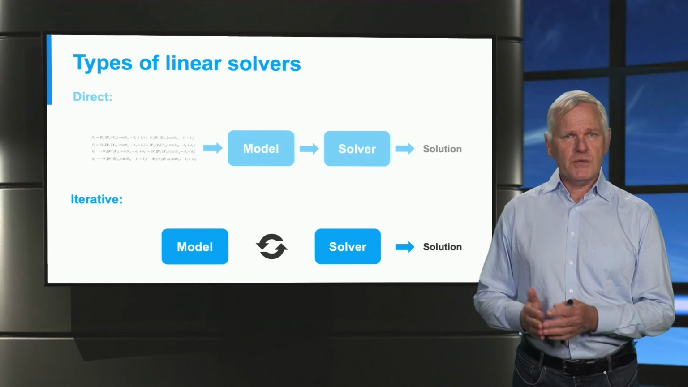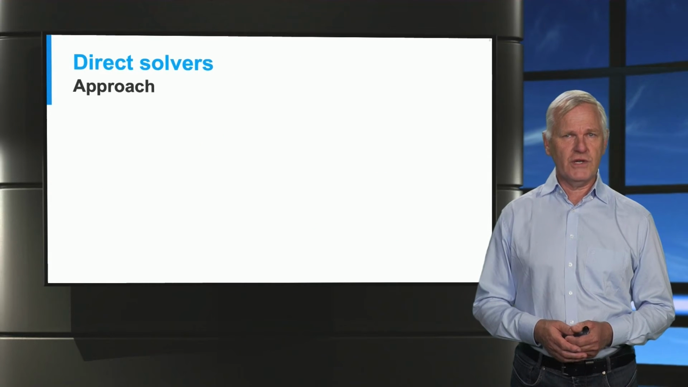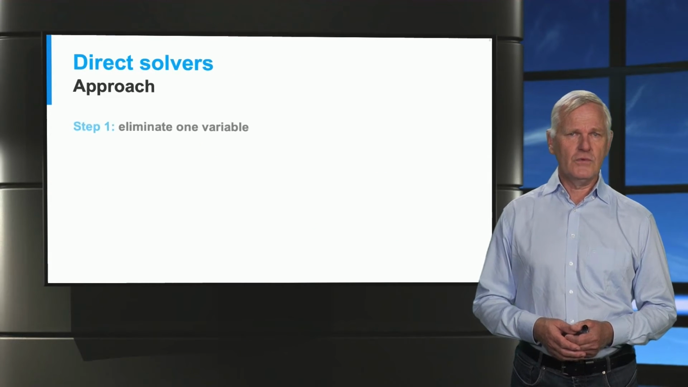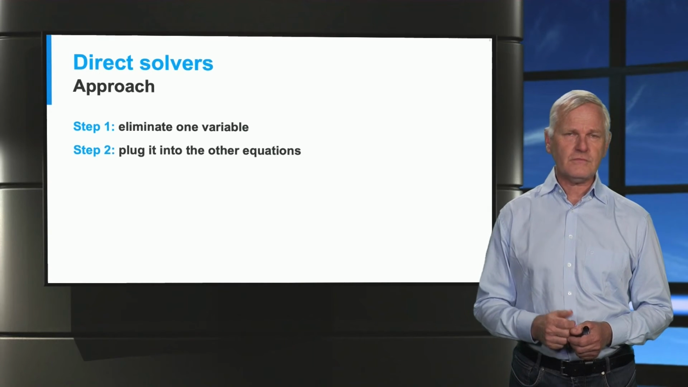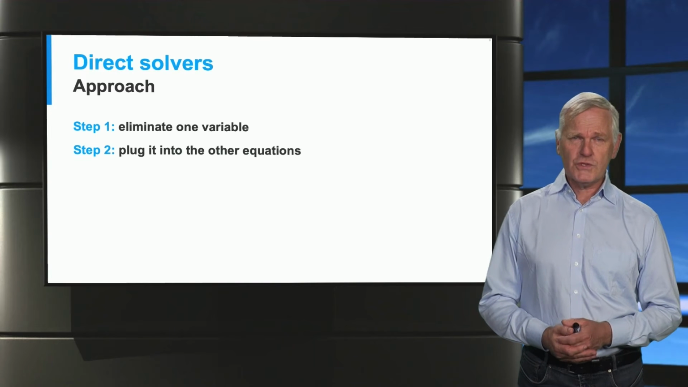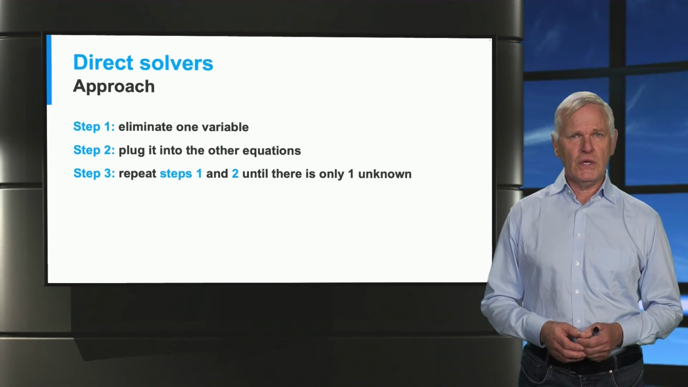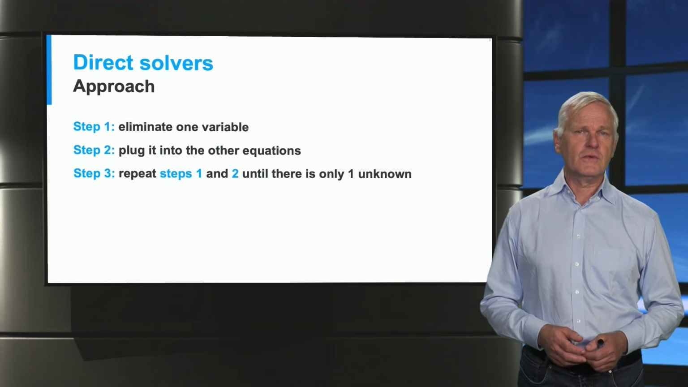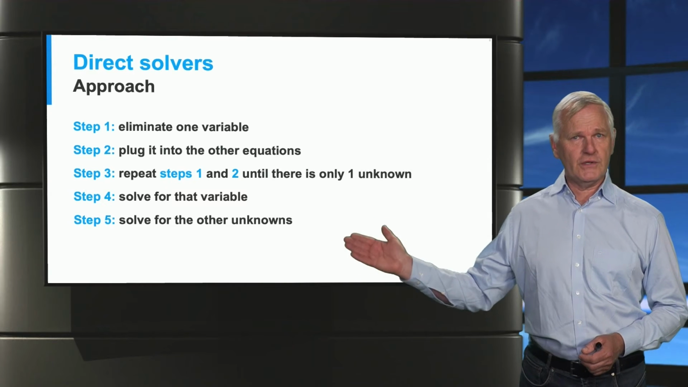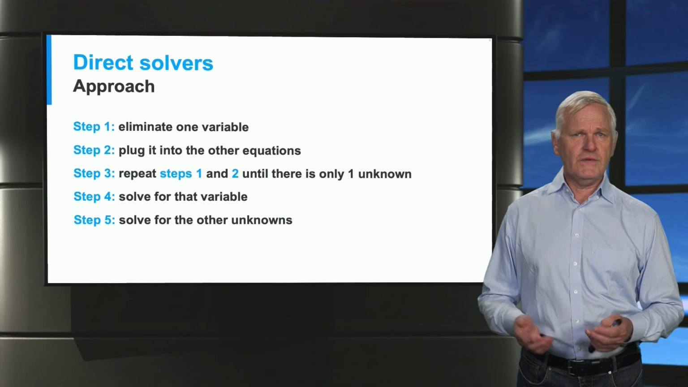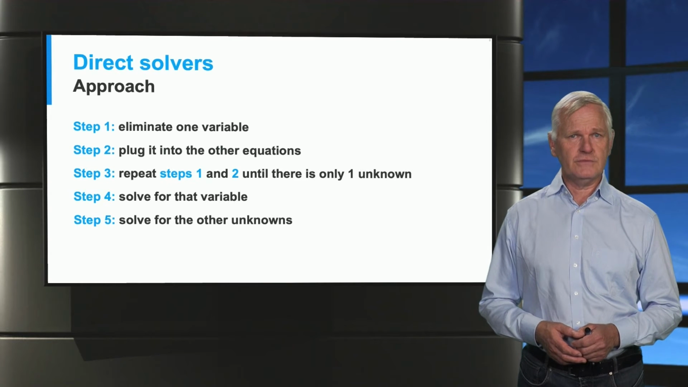Now let us look at both types of solvers in more detail. The direct solver uses the elimination of variables to solve the system. Firstly, one variable is eliminated from all the equations. Secondly, that variable is used and put into other equations. Thirdly, these steps are repeated until we have only one unknown. Then we can solve for this unknown, and finally we can go back and solve for the other unknowns as well. We call it a direct solver because we know beforehand what to do to get a solution.